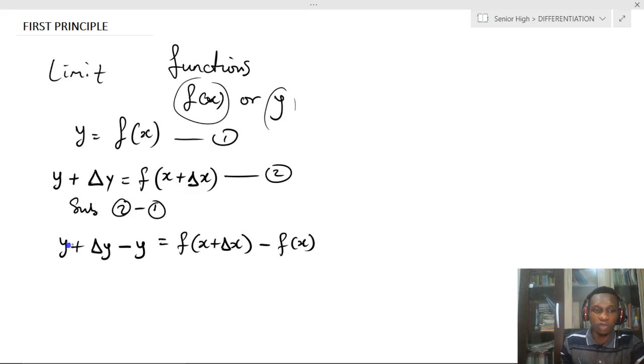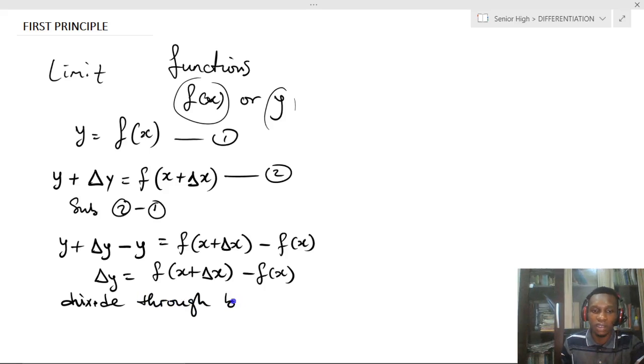So solving this, y minus y is out, so we only have a change in y is equal to what? This particular one still stays, f of x plus this minus f of x. Okay, now the next thing is that we now divide through by a change in x. So this is the sequence for first principle I'm just going to show you.